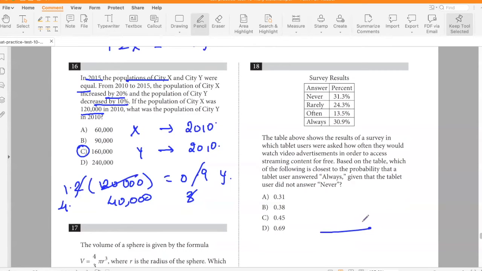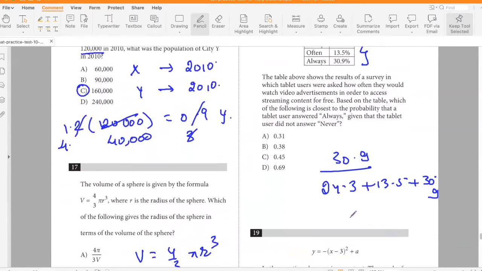Okay, so did not answer never would be these three categories: rarely, often, and always. So that's 24.3 plus 13.5 plus 30.9, right? And answered always is 30.9. So this is the answer that we want.